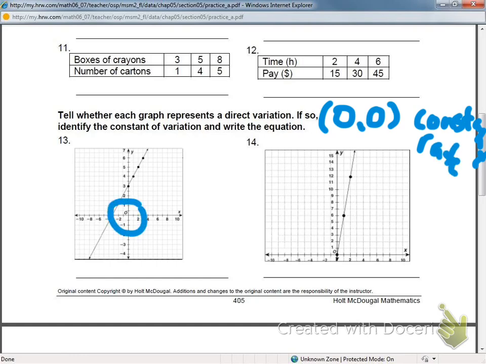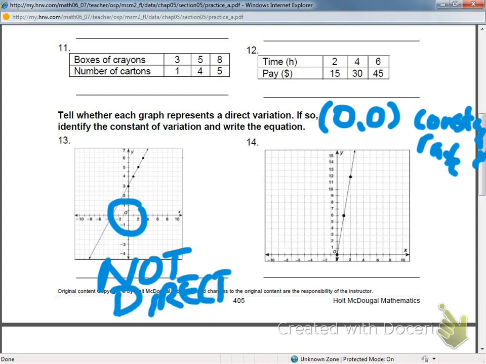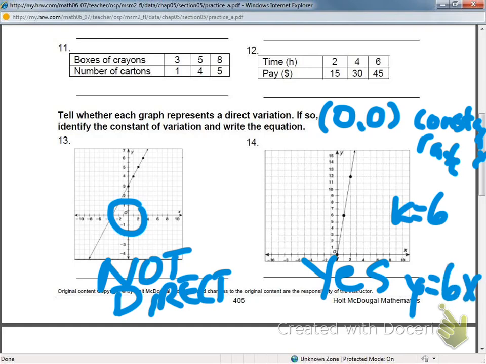So number 13, does this go through 0, 0? No, so it's not direct. Number 14, does this go through 0, 0? Yes. Is it increasing at a constant rate? Up 6 over 1, up 6 over 1? Yes. So the equation would be y equals 6x. Because my constant is it's going up 6 and over 1.